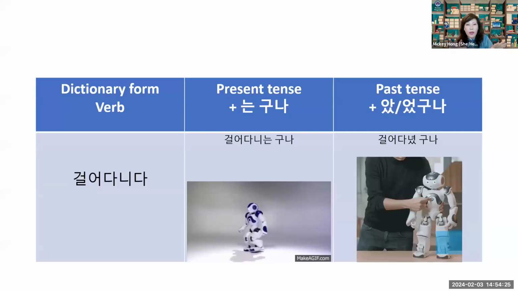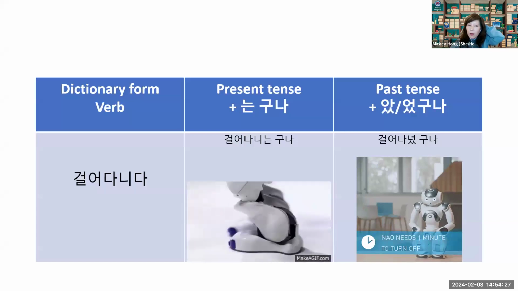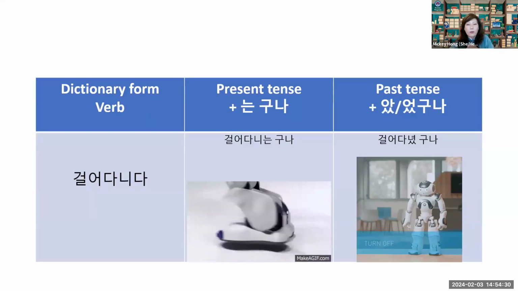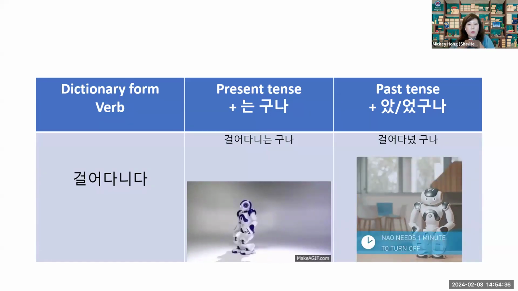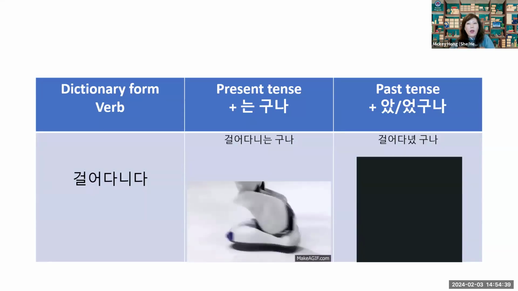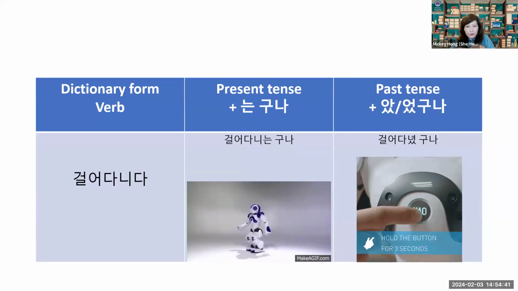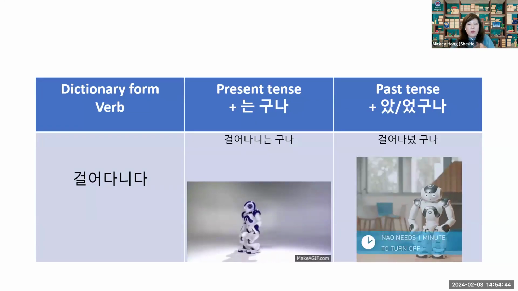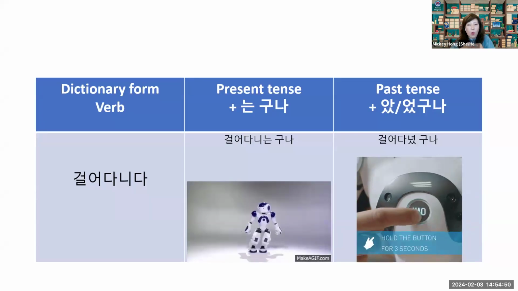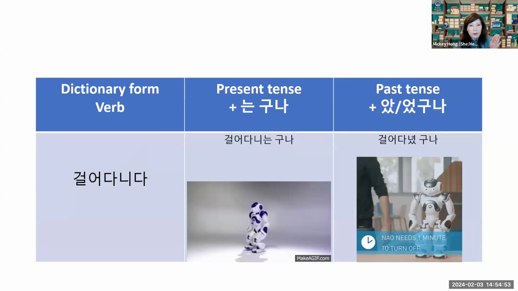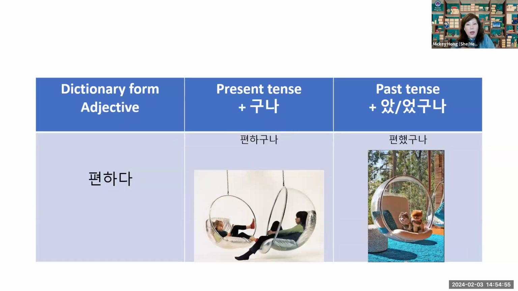So to organize all the possibilities, spin off of this grammar, 걸어다니다, walking around, that's dictionary form. And you see this robot, 걸어다니는구나. It's just like, oh, I see it's walking around. 걸어다녔구나. It's paused now. So you're saying, oh, it went for a walk. It had walked because it's in the past. 편하구나. Same thing. It is comfortable. Like you're sitting. 편했구나. It was comfortable.